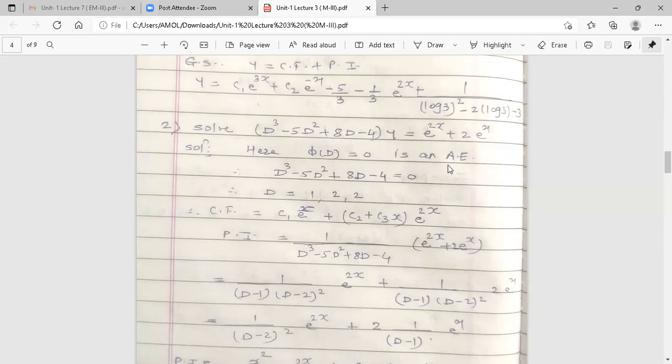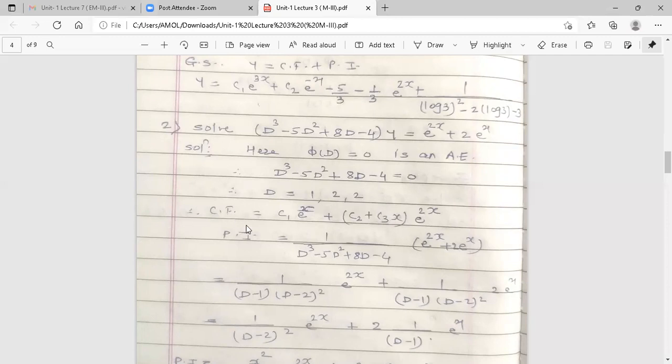So it is an auxiliary equation. It is a cubic polynomial. So you find out the factors using the synthetic division. And then after finding one factor, you will get a quadratic equation. You find out the factors of the quadratic equation. So total 3 factors. Here the factors are 1, 2, 2.